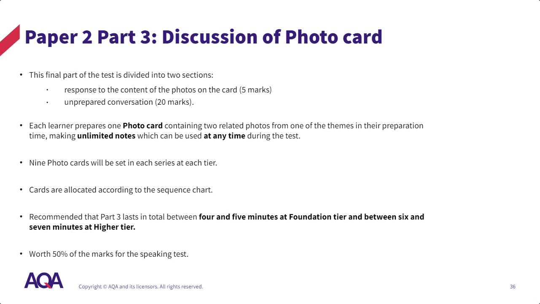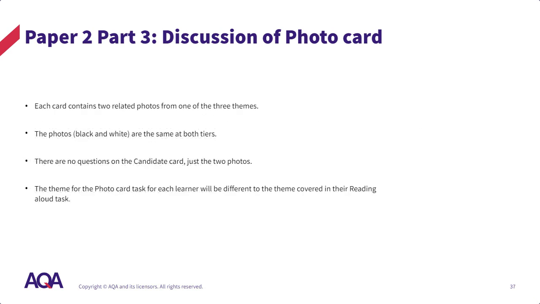The card is allocated according to the sequence chart, and this part of the test, comprising the response to the content of the photos and the unprepared conversation, is recommended to last between 4 and 5 minutes at foundation tier and between 6 and 7 minutes at higher tier. Students look at the 2 photos on their card in their preparation time and write as many notes as they wish, and they can read from these notes verbatim during the test. The photos are the same at both tiers.